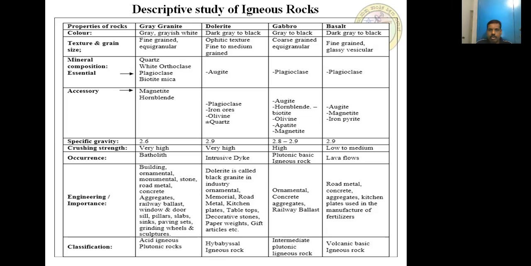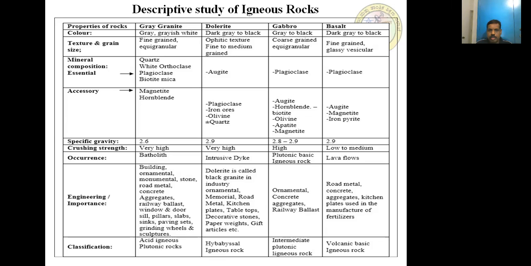So next one is dolerite. The color is dark to black, so we can say it is melanocratic. Texture is ophitic texture. Ophitic texture means the augite minerals are enclosed by plagioclase minerals. That is called ophitic texture. And also it is fine to medium grained in nature.